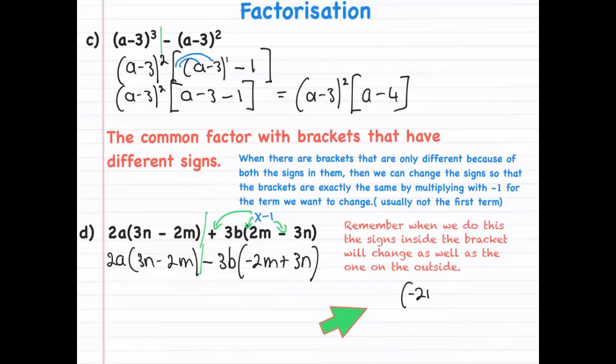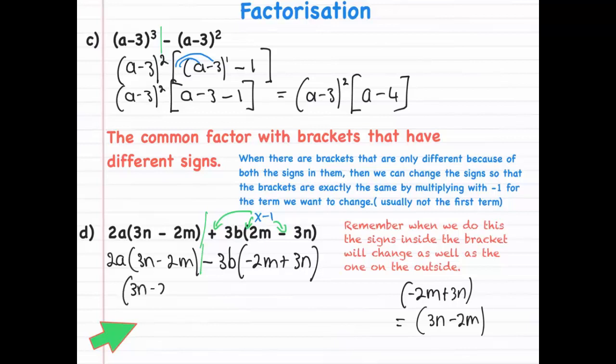If I have minus 2m plus 3n, it's the same as 3n minus 2m. When we swap terms around, we swap them with their signs. Okay, so now I have a common factor because there's brackets that are the same, and I'm going to take out the one that looks nice, this first one, because that has a minus at the front, it always looks ugly to me. And then I have the highest common factor.